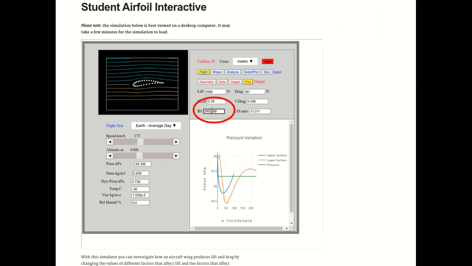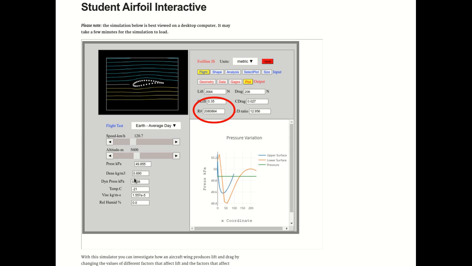Right here in the simulation, that's the Reynolds number. And then if we look at the speed, if I change the speed, you'll notice that as we increase speed, the Reynolds number also increases. So we have a direct relationship there. If we increase the altitude, you'll notice that the Reynolds number decreases. So they're inversely related. If we decrease the altitude, the Reynolds number increases. If we increase the altitude, the Reynolds number decreases.